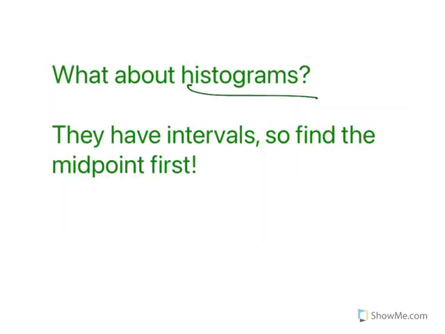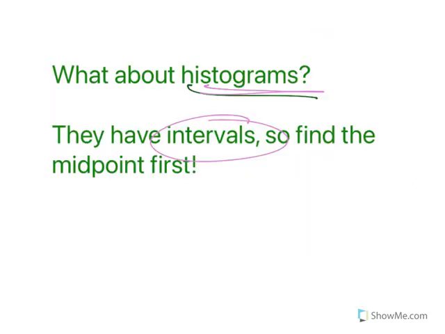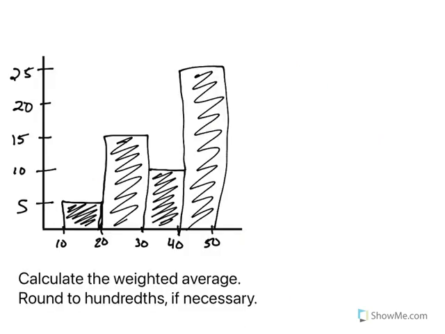So now let's think about histograms. How does this change if the bars touch? Well, generally, histograms have intervals. Whereas with a bar graph, we have a value of 5 for this bar, with histograms, we often have, well, this bar is 10 to 20. So we have to find the midpoint. We want to know what is the value in the middle, and that's what we're going to use as our X value.